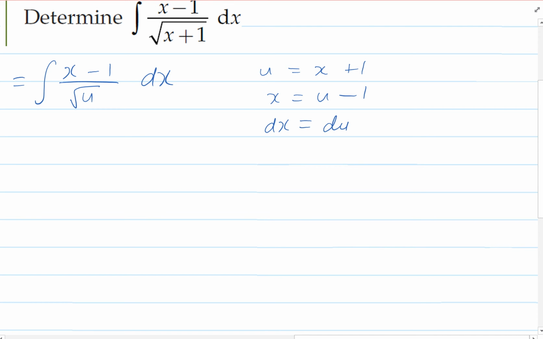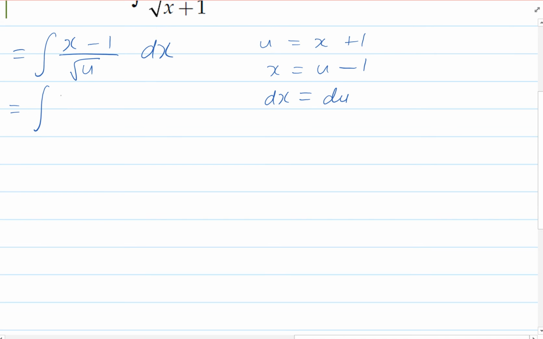du. So I can substitute for x, and that will give me u minus 2 on the top, and the denominator is the square root of u. And I'll just separate that because it will make it easier for me to integrate. And because dx equals du in this case, I can simply replace dx with du.